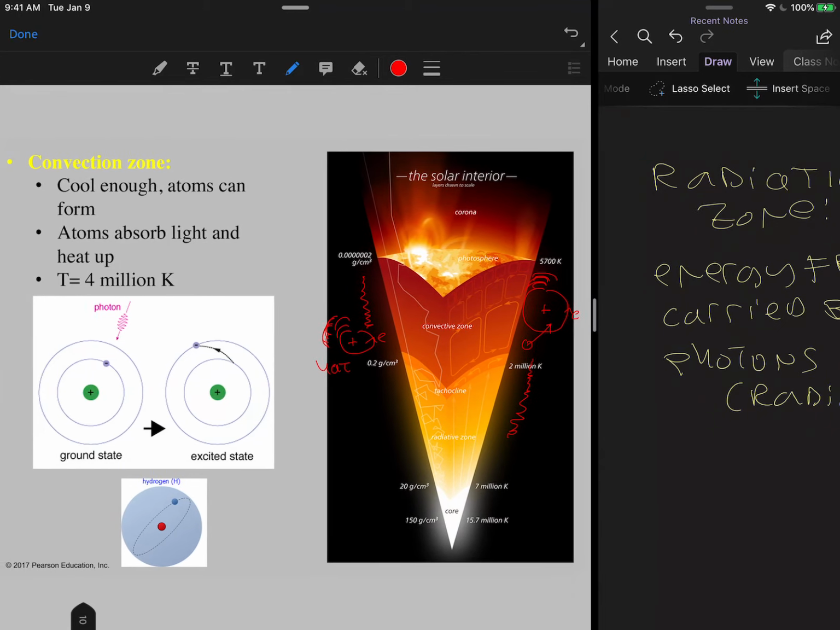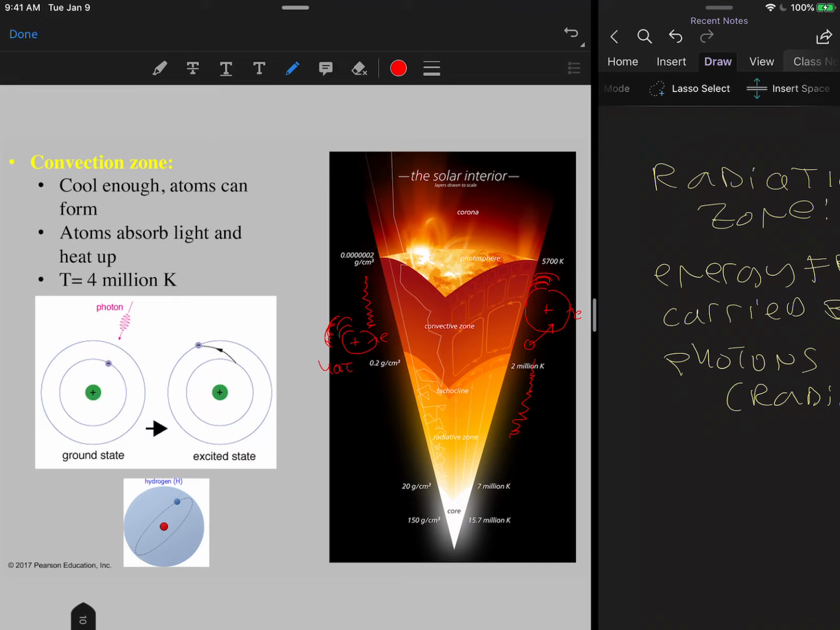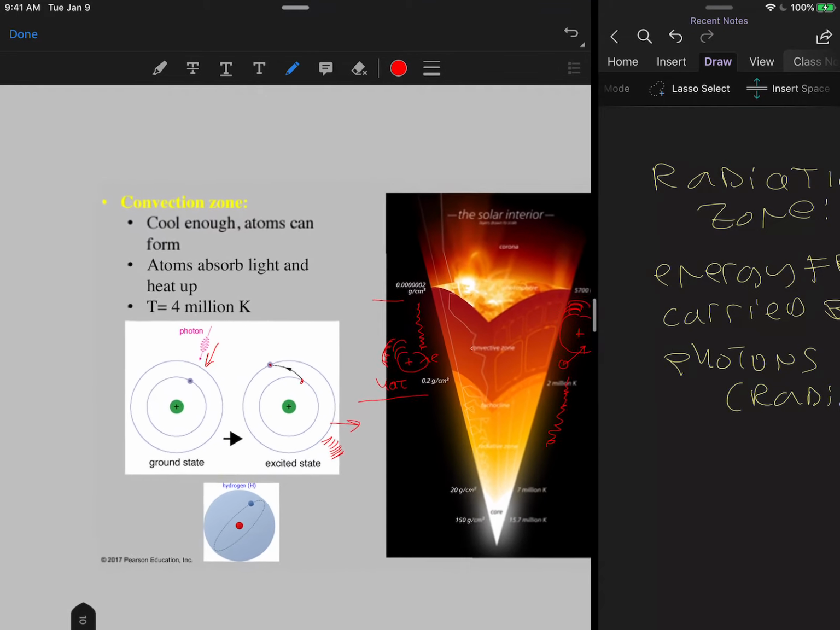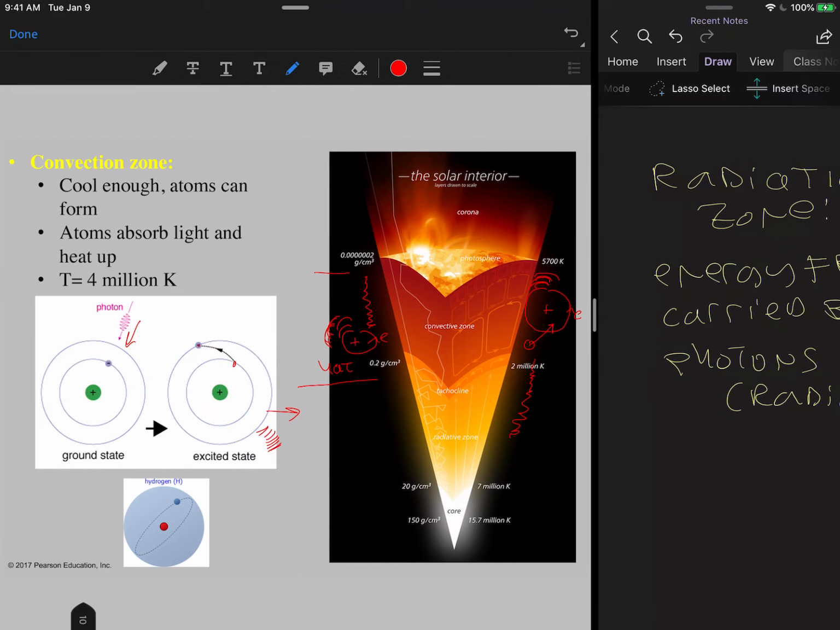So just above the radiation zone, you have a cooler region where atoms can exist, and those atoms absorb heat, which is what you see here. So the photon comes in, the atom absorbs the photon, and while the photon is absorbed, this atom has excess energy, which means that it's going to be hotter. It'll be moving faster, and because of that, it's going to float upwards towards the surface. And next, we're going to see how this process works.